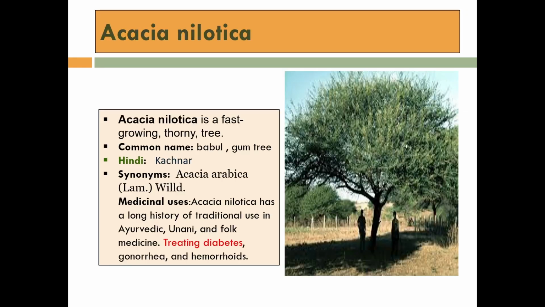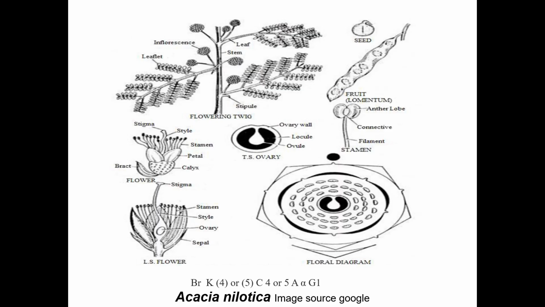And one of the most common plants is Acacia nilotica, which is also called the Babul, or gum arabic tree. And medicinally, if you see the uses, Acacia nilotica has a long historical medicinal use in Ayurvedic, Unani and folk medicines, treating diabetes, gonorrhea and hemorrhoids. This particular family has many economically important values. Here you can see the image of the Acacia nilotica.